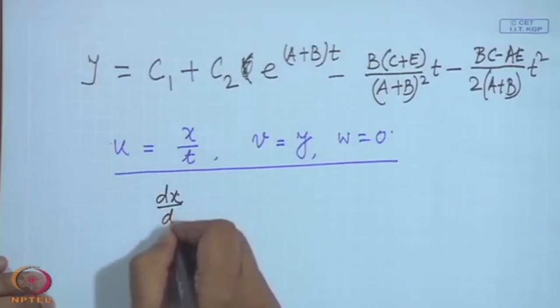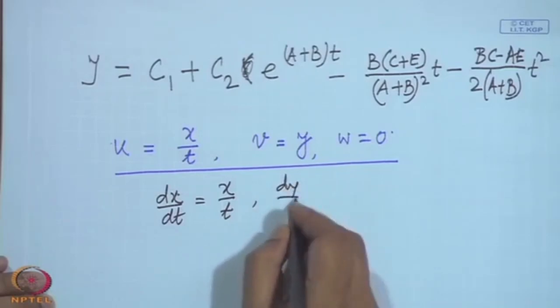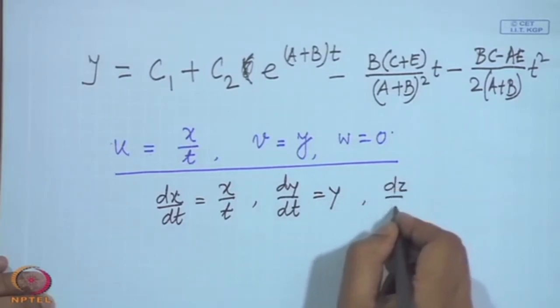First, find the trajectory of the particle exactly in the same manner as we did in the last case. Again, consider a particle which was at some location at time t equal to 0 and is crossing this point x, y, z. Of course, you need not consider z, just a constant z 0 you can keep. And then, just like the earlier case, here also we have dx by dt equal to x by t, dy by dt equal to y, and dz dt equal to 0.